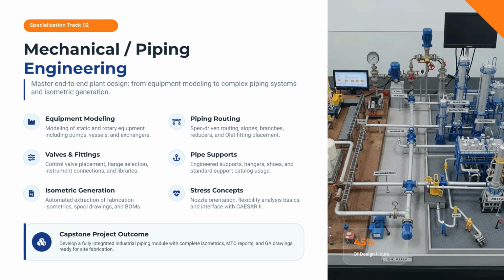Specialization Track 02 is mechanical/piping engineering. This focuses on equipment modeling, spec-driven piping routing, valve placement, and pipe supports. The capstone project delivers a fully integrated piping module, ready for site fabrication.